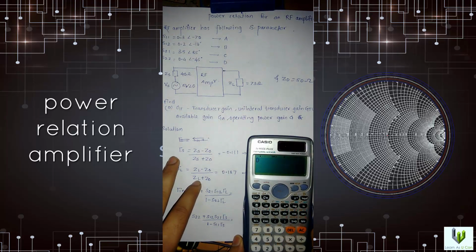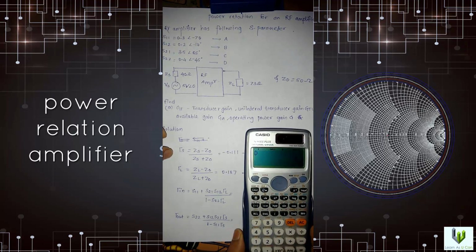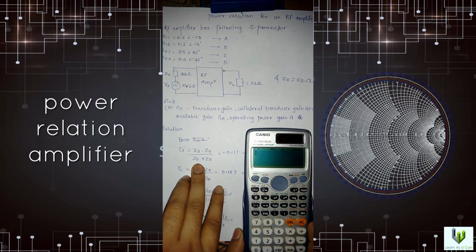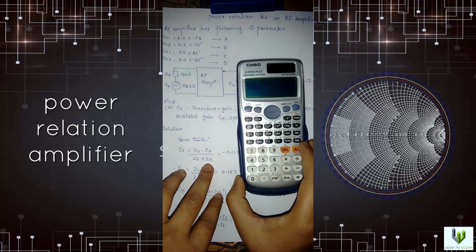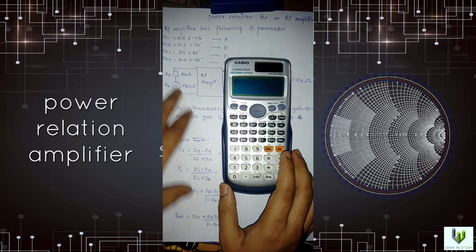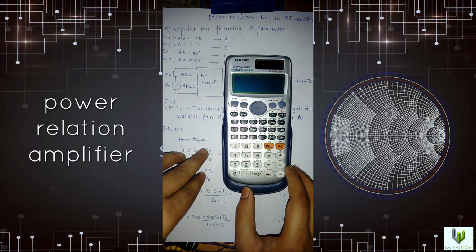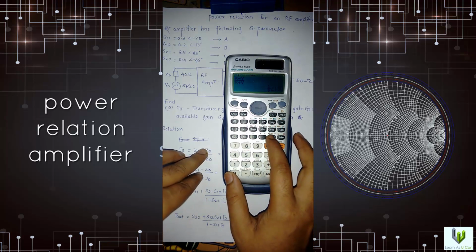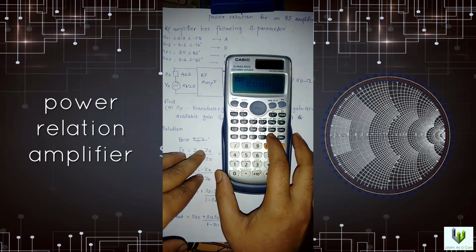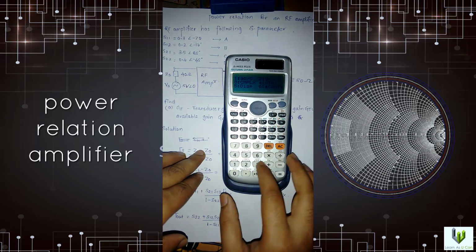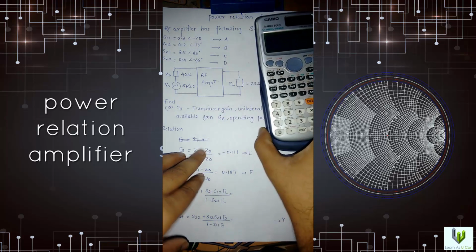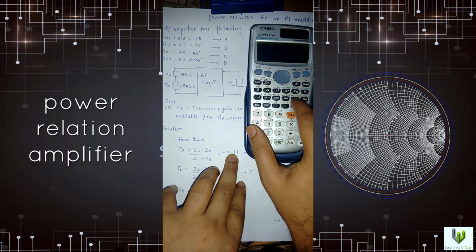So how to find this? First, for that we have to calculate gamma S. Gamma S is equal to ZS minus Z0 over ZS plus Z0. So use this way, alpha X minus alpha Y over alpha X plus alpha Y. Solve. ZS is X, so ZS is 40 and Z0 is 50. Put here. The result is angle -0.11. Okay, you can see this result, that -0.11, store as E.